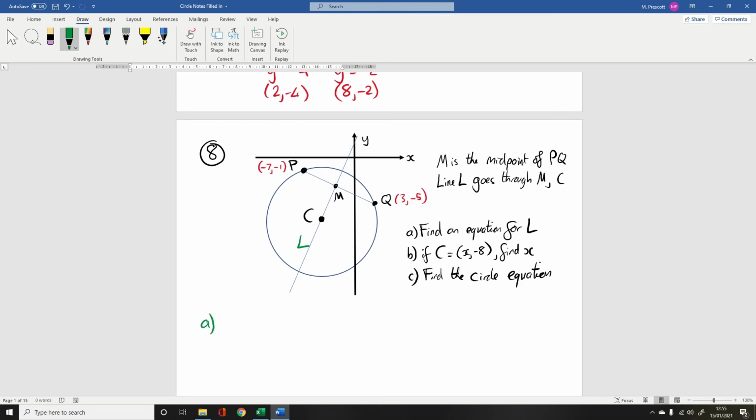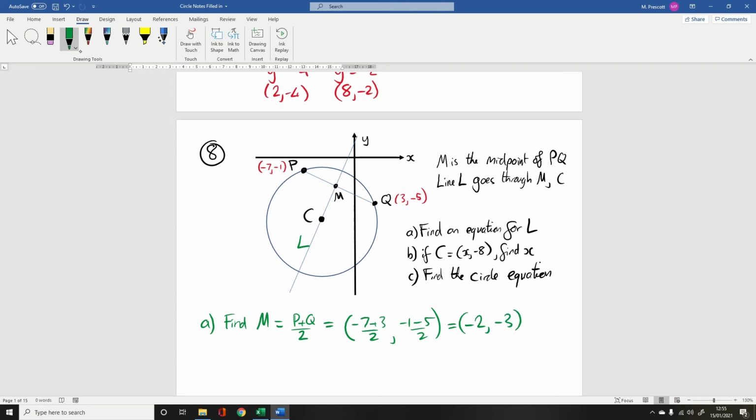If we want to find the equation of a line, we need to know its gradient and we need to know a point on it, and we don't know either of those things, so we're going to start by finding M. M is a midpoint of P and Q, so to find it you need to add the two coordinates together and halve it. So that's going to be minus 7 plus 3 over 2 and minus 1 minus 5 over 2, which is going to be minus 2, minus 3.